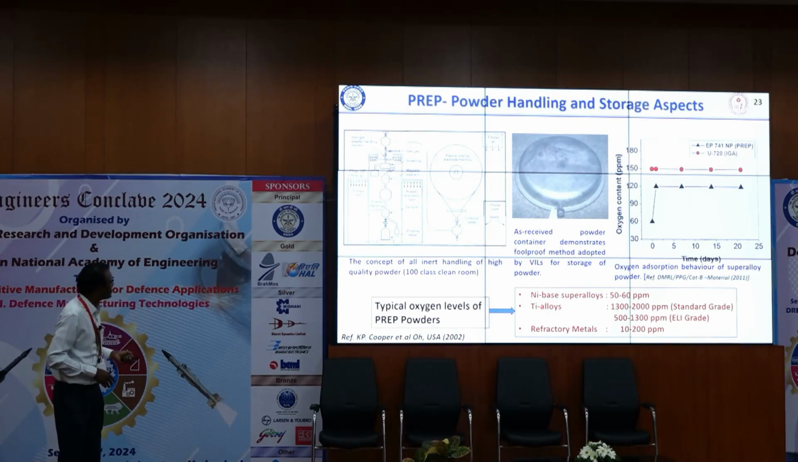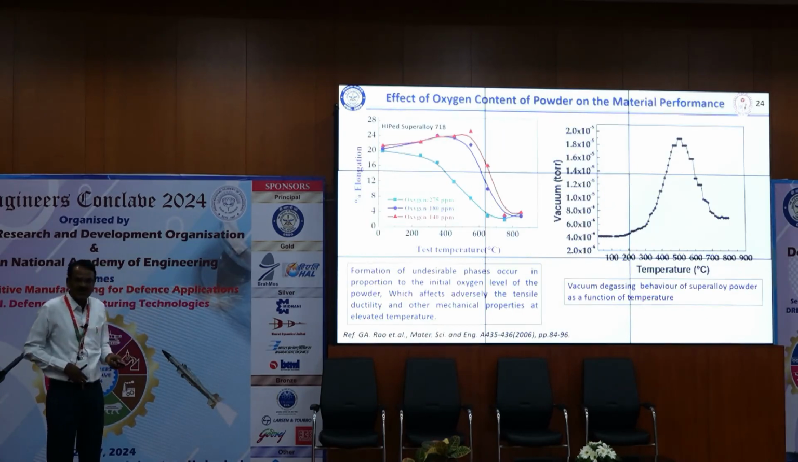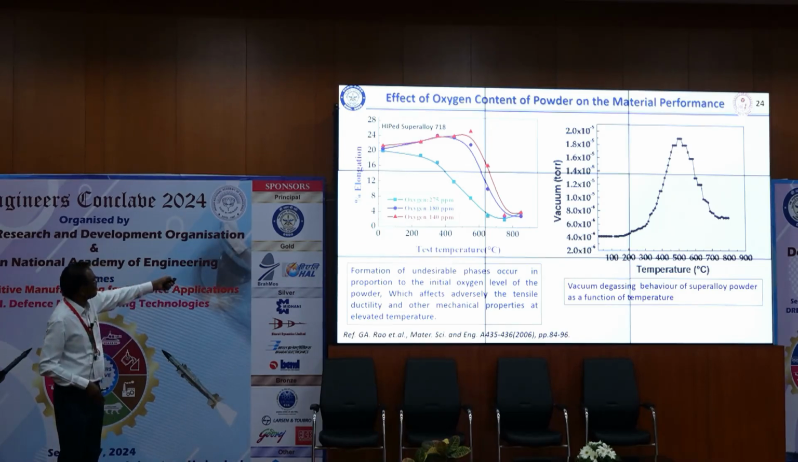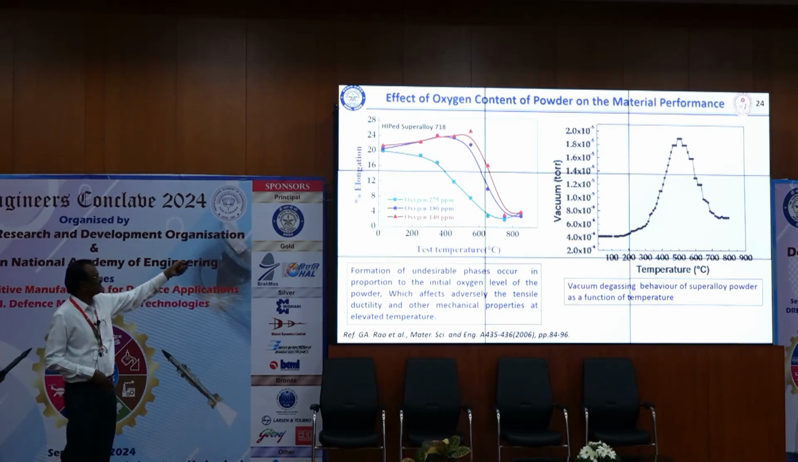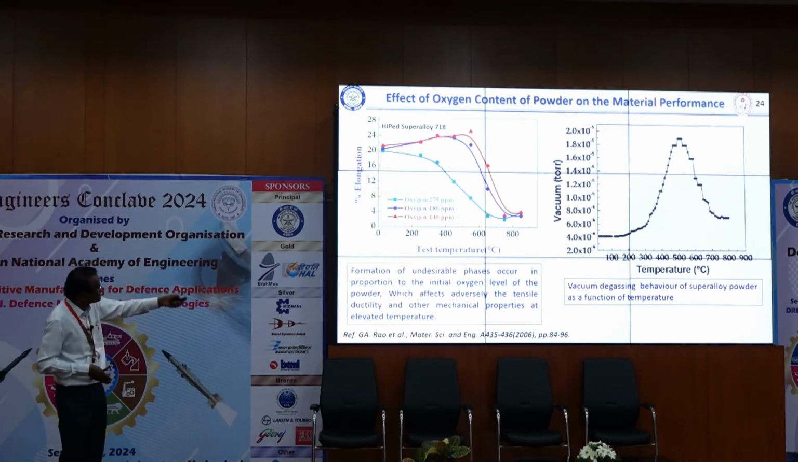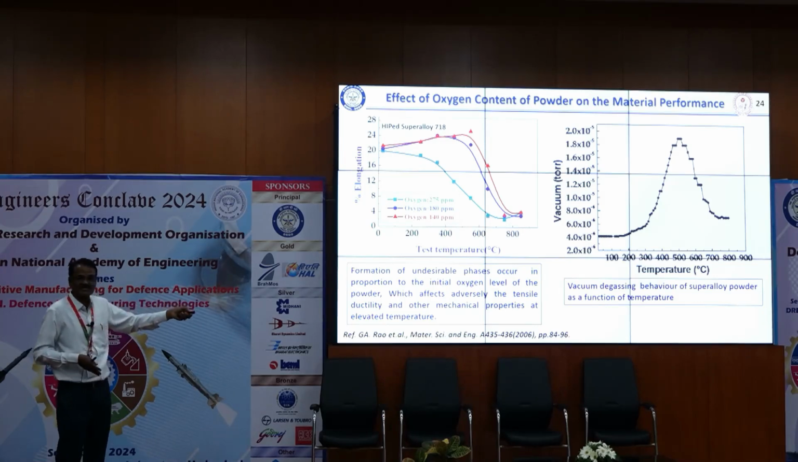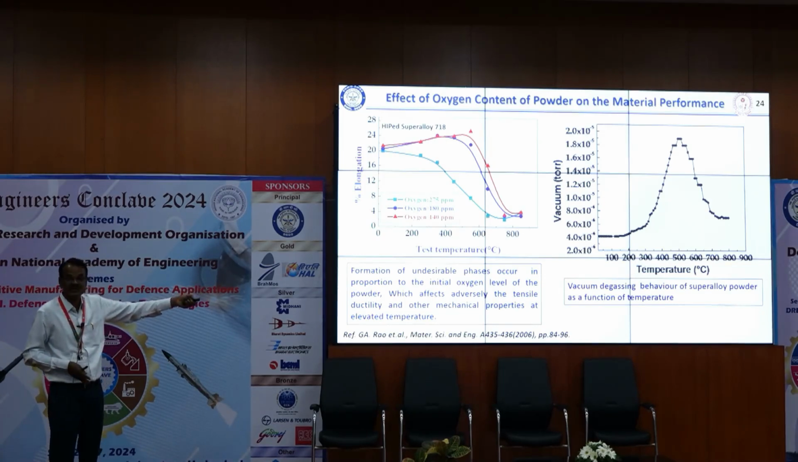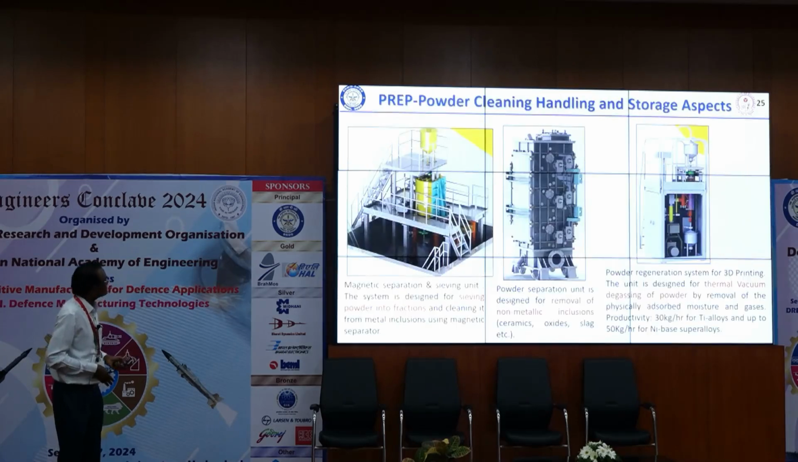So these are some facts we must know scientifically. Then why do we all the time insist on low oxygen content? You can see three different oxygen content powders in the artificial breast and evaluate; the material prepared from high oxygen powder will lose its ductility even at 200 degrees Celsius. That is the reason we have to have a low oxygen content powder. And absorbed oxygen degassing also should have a scientific basis. Mainly the superalloy powders get degassed at 400 to 500 degrees Celsius. So these are the parameters.